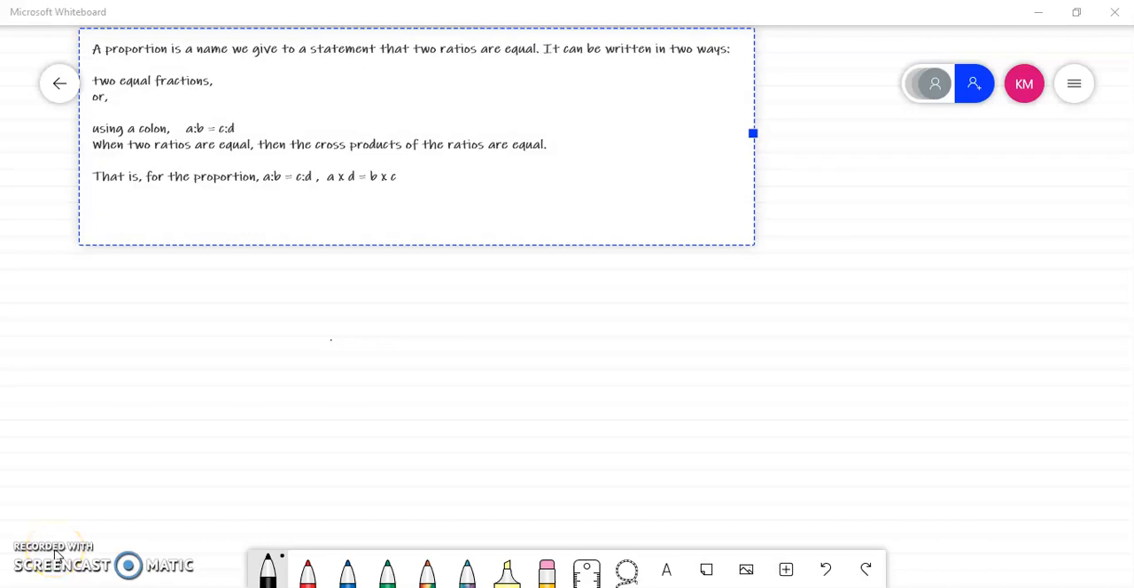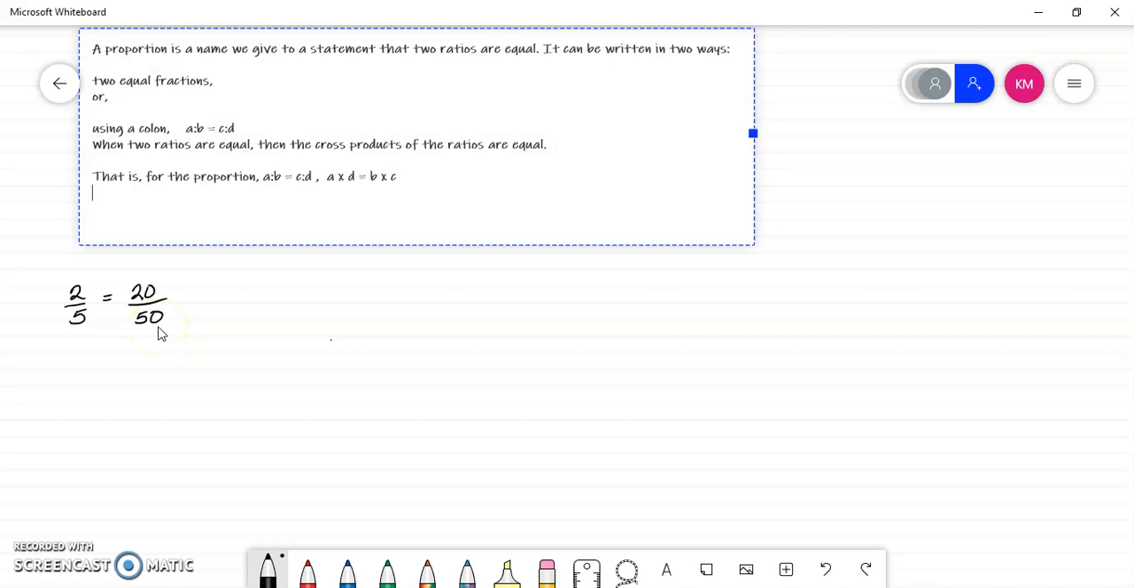A proportion is a name we give to a statement that two ratios are equal. Now, let's take for example the fraction 2/5, and we can say 2/5 is equal to 20 out of 50. Now these two are called equivalent fractions. It is also called a proportion because I'm saying that these two are equal. 2/5 is equal to 20 out of 50.